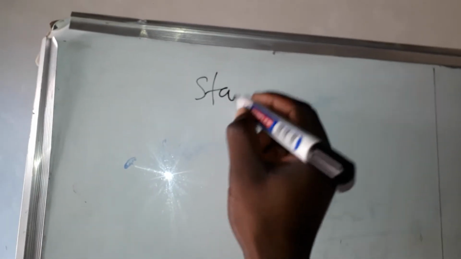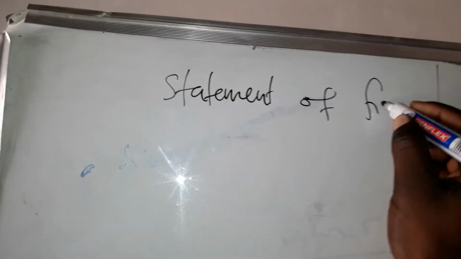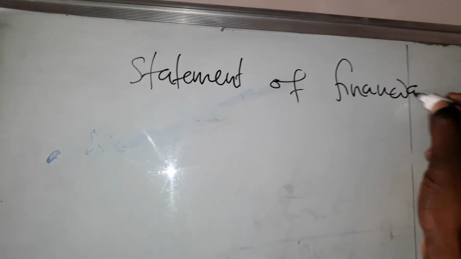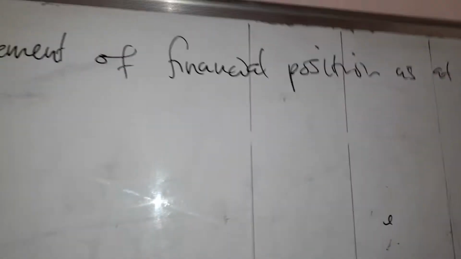Of the statement of financial position. We need to write down the heading, statement of financial position, as at, I'll put any date, right? And now let's underline this. Let us put dollar signs here, right?